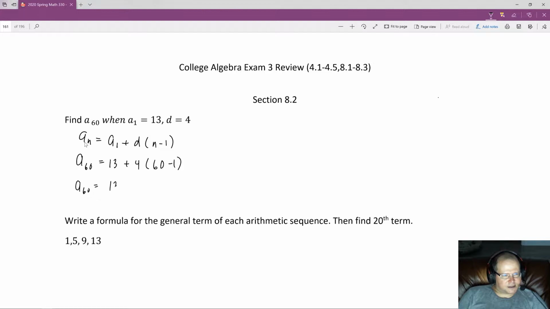Therefore, A60 is 13 plus 4 times 60 minus 1, which is 59. Four times 59 is 236. Plus 13 is 249.